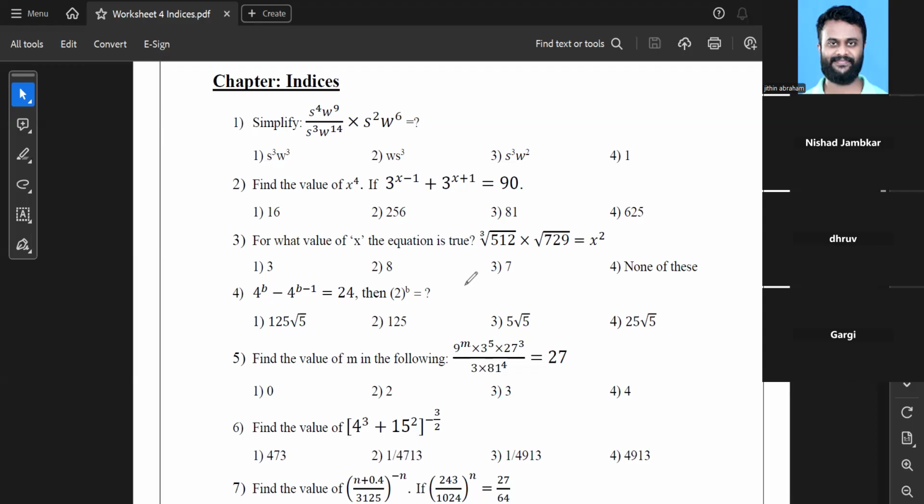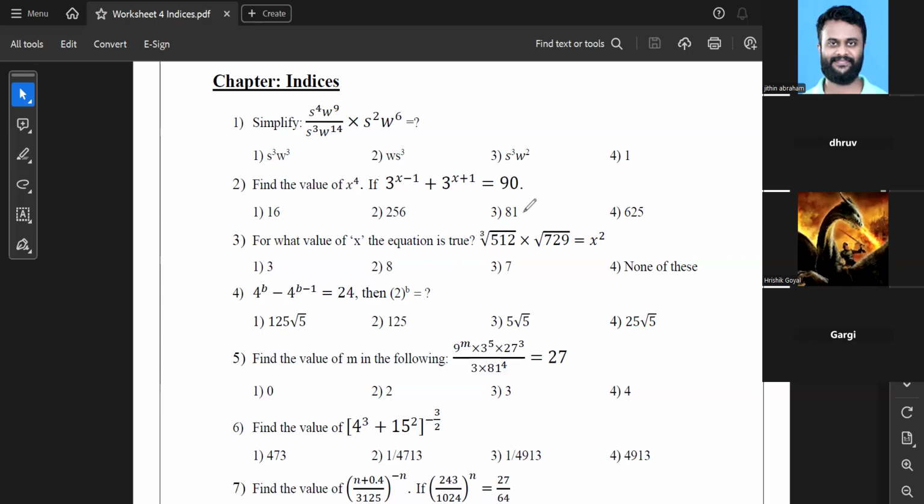3 power 5 is not 81, which adds up to 90, right? Wait, wait. This 3 power 5 is 243. So 4 minus 1, how is 4 plus 1 matching? Oh my God. Just a minute. Sir, 3 raised to the power 4.